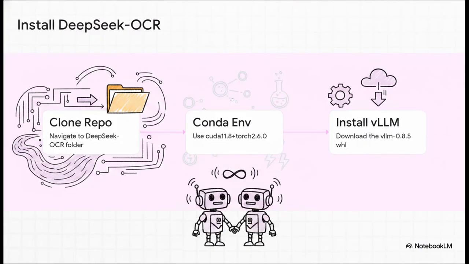Getting this running is remarkably straightforward. First step, you literally just clone the DeepSeek-OCR repository. Second, you set up your Conda environment. And as a quick heads up, it is highly recommended to use CUDA 11.8 and PyTorch 2.6.0 to get that optimal compatibility. Third, you install the vLLM package, specifically version 0.8.5, via their provided wheel file.